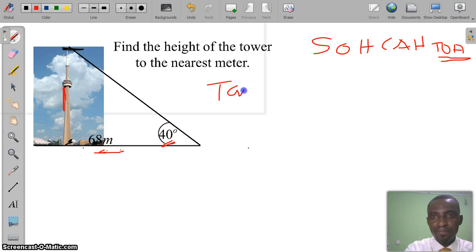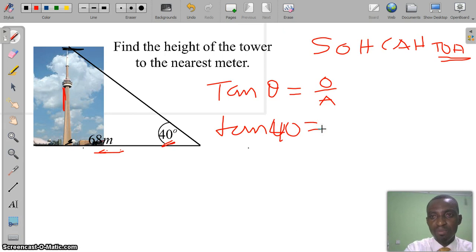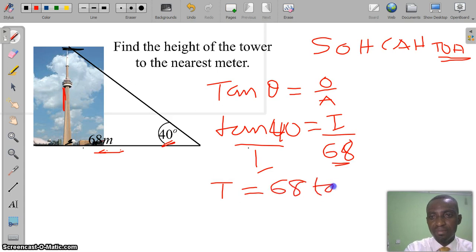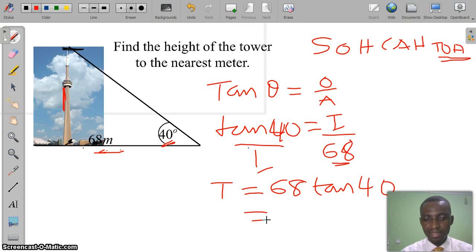So we can say tan theta is equal to opposite over adjacent. The angle theta is given as 40, and the opposite is what we don't know, so let me call it T for tower, over the adjacent, which is 68. Once again, we do cross multiplication. 1 times T gives us T, and 68 times tan 40. The calculator can give us this answer easily.